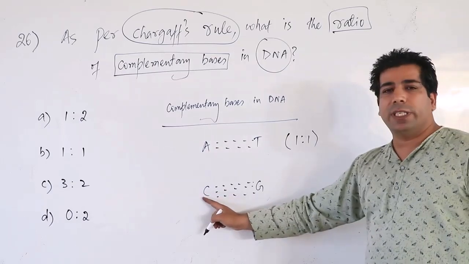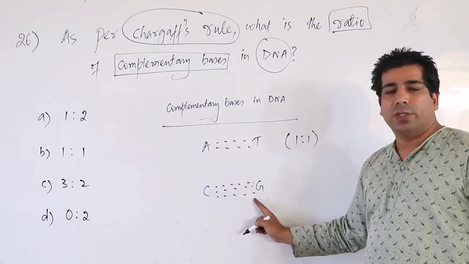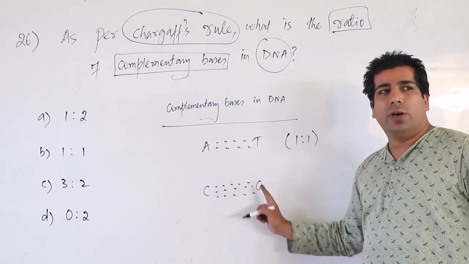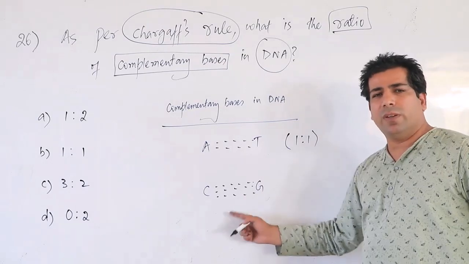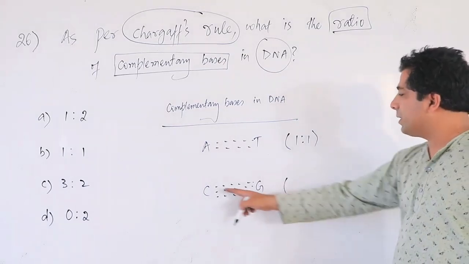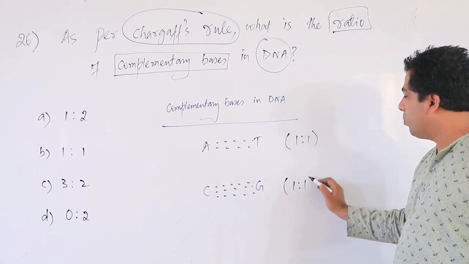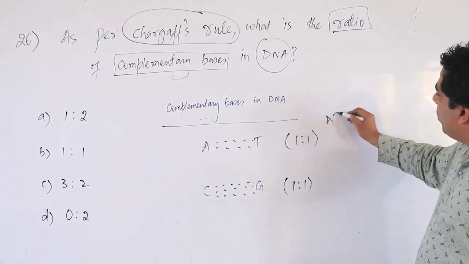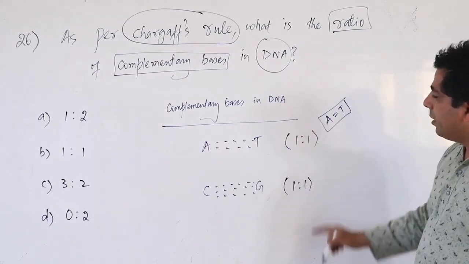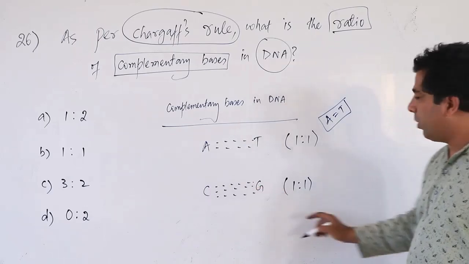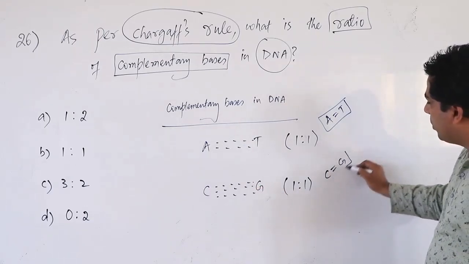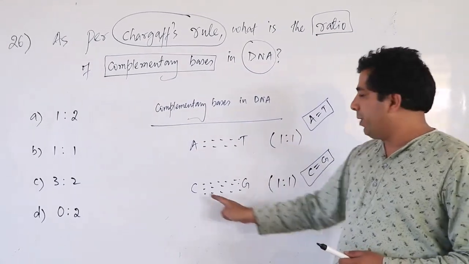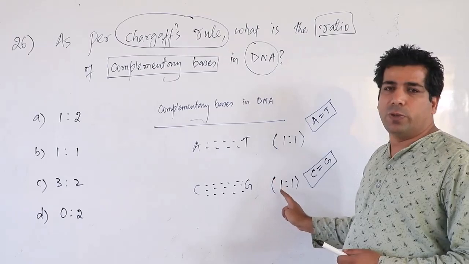Here also, cytosine will always be equal to guanine. Because cytosine is always the complementary base for guanine, they will be equal, so the ratio between cytosine and guanine will be 1:1. So in a DNA molecule, remember, adenine will always be equal to thymine, and the complementary bases cytosine and guanine will also be equal. So the ratio between these two complementary bases is 1:1, and between these two complementary bases the ratio is also 1:1.